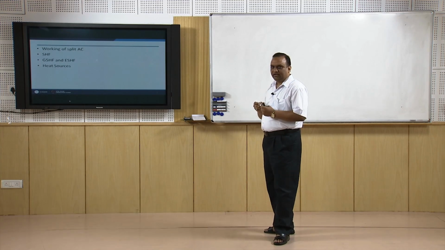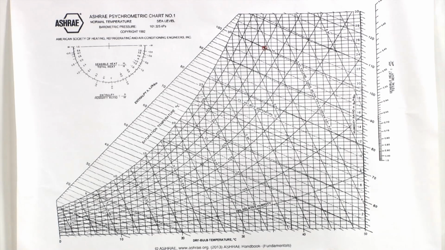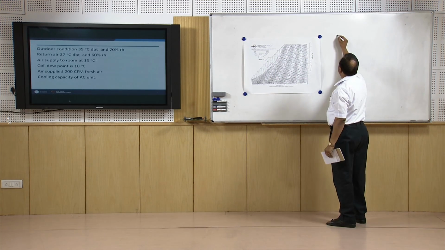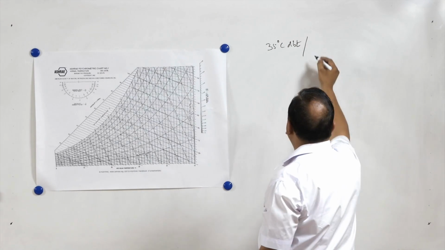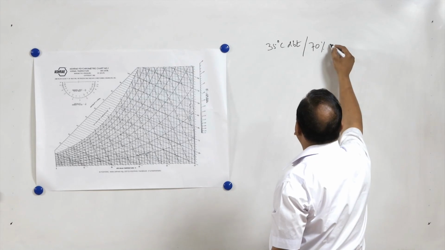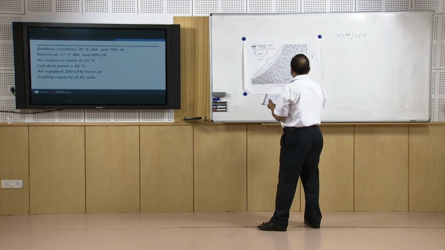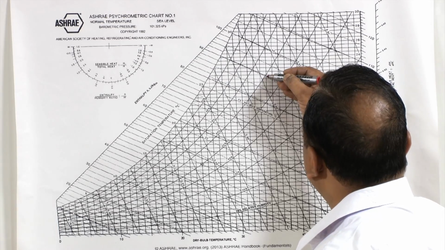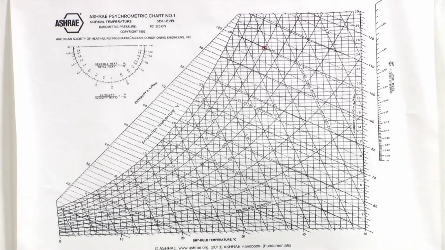We will see how load in a split AC is taken into account, and we will represent that load on a psychrometric chart. Now we have assumed that outside conditions are 35 degrees centigrade DBT and 70% RH, typical of coastal climate. So 35 degrees DBT and 70% RH is going to be located here. That is the outdoor condition, right?